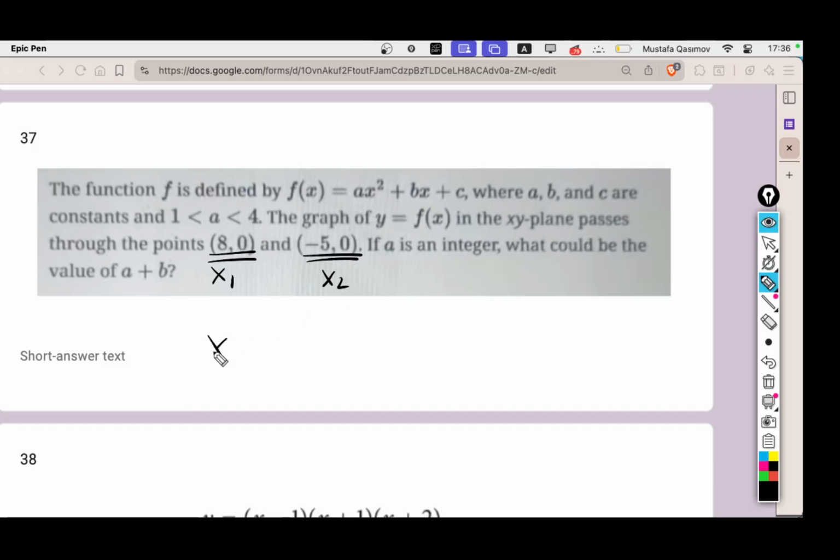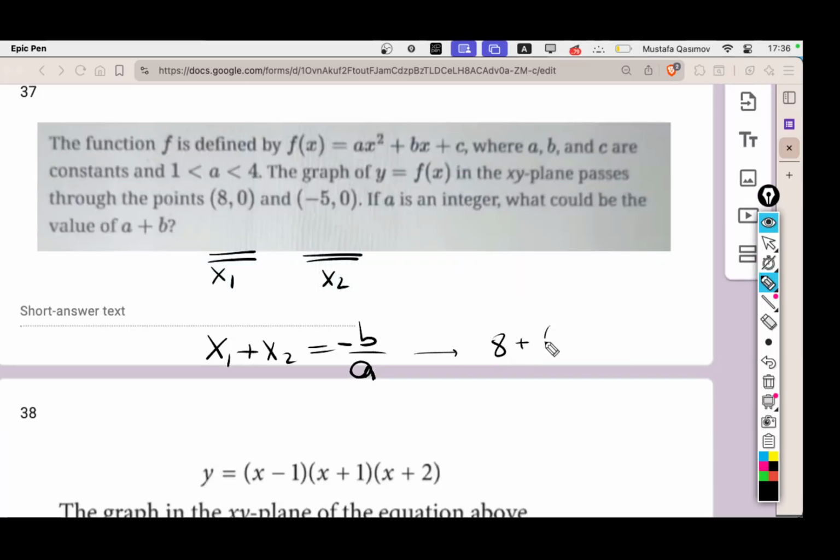Okay, now let's also use Vieta: x1 plus x2 is equal to negative b over a. We have b, we have a, we have x1, we have x2. So we have to use this one. 8 plus -5 is equal to negative b over a. 3 is equal to negative b over a. And b is equal to negative 3a. Do you have any question from here? No. Okay, then we can write it like that.